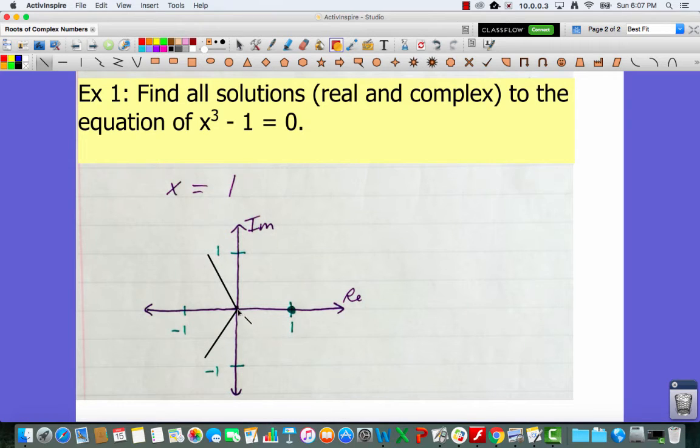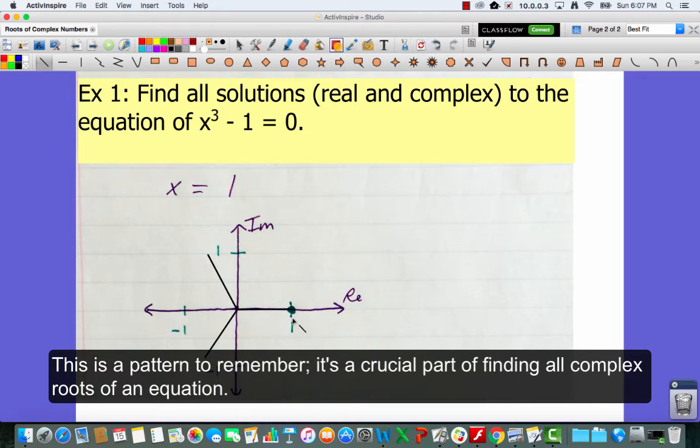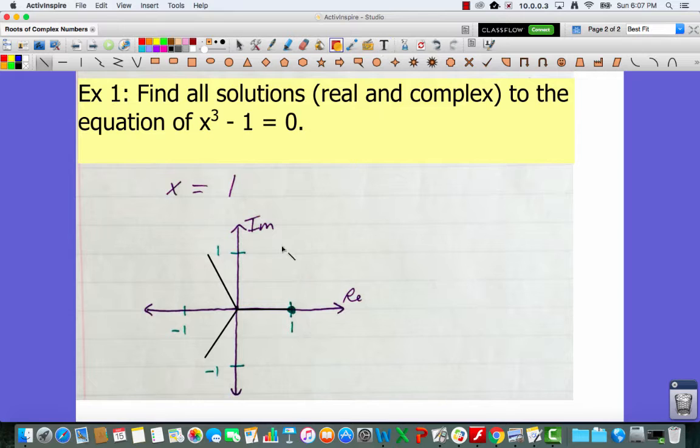Now, all 3 of these vectors have the same modulus, and they're equally spaced around the unit circle. All 3 of these vectors represent points in the complex plane that are solutions to the equation x cubed minus 1. Let's check that and show why.